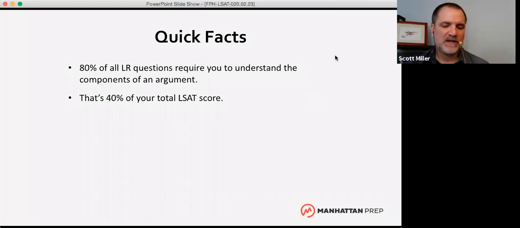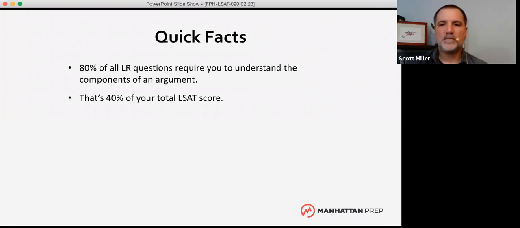So, a couple quick facts about arguments on the LSAT. Basically 80% of all logical reasoning questions require you to understand the components of an argument. 80% of all LR questions are testing, to some degree or another, your ability to understand what an argument is and how arguments work. And that's 40% of your total LSAT score, because there are 2 scored LR sections on every LSAT. So if 80% of those questions require you to understand arguments, then 40% of your total LSAT score requires you to understand what an argument is and how arguments work.